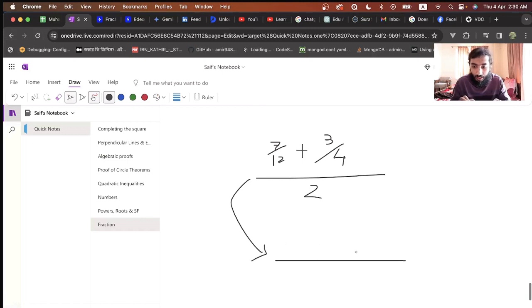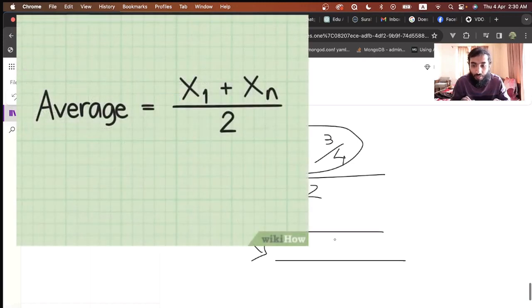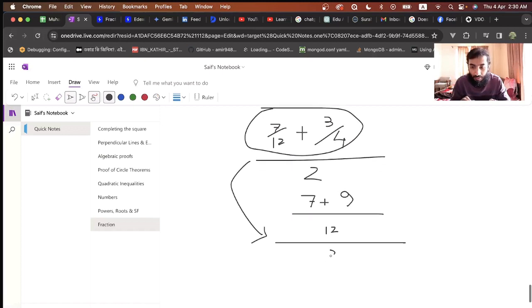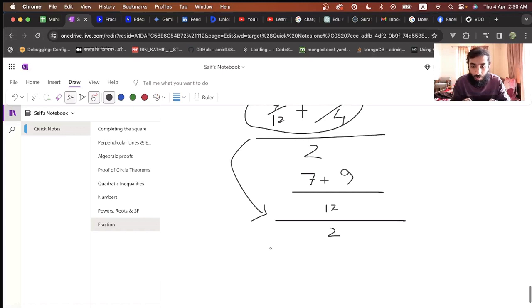If I look at the numerator, if I simplify it, 12 and 4 have a common factor of 12. 12 can be divided by 4. So if I simplify, we'll have 7 plus 12 divided by 4 is 3, 3 multiplied by 3 is 9. So you get 9. And the denominator is 2. And the numerator is 9 plus 7, 16 by 12.